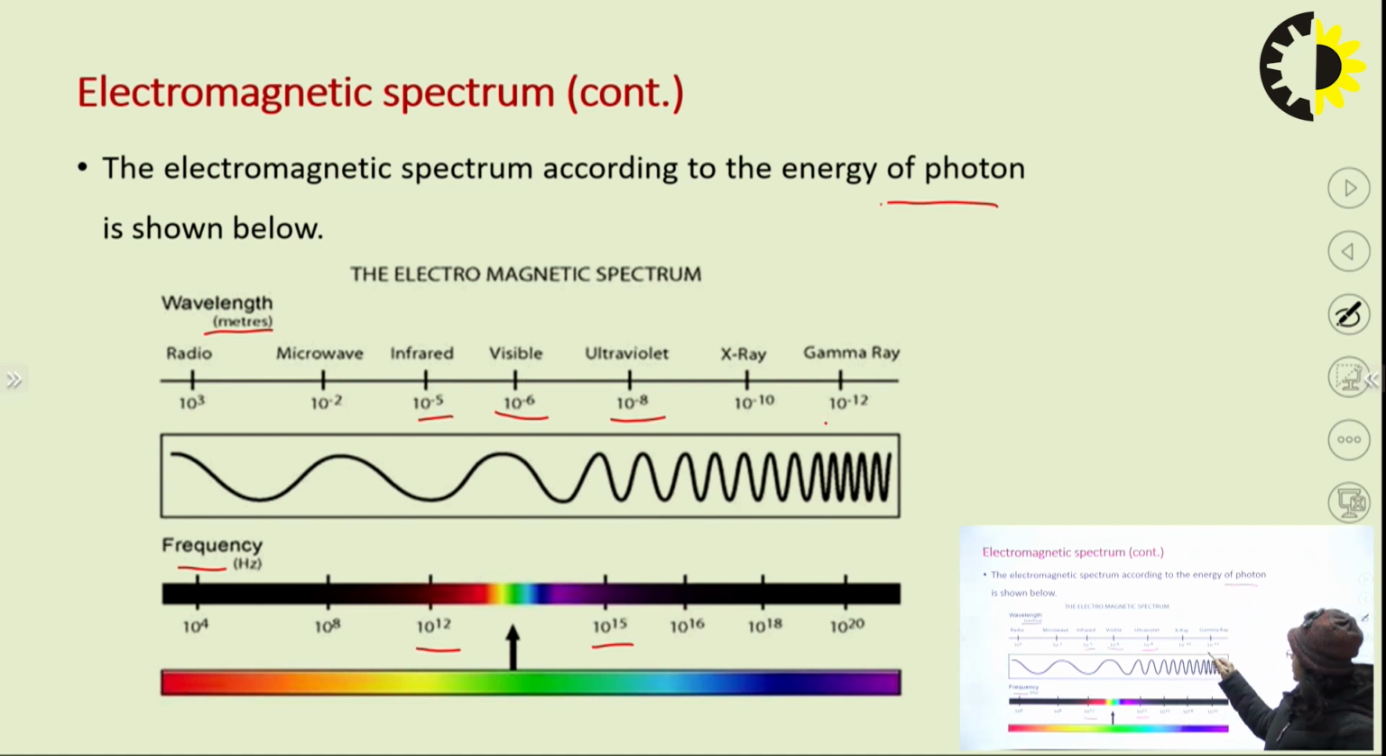Similarly, gamma rays are in the range of 10 to the power minus 12 meters and X-rays in the range of 10 to the power minus 10 meters. Or we can say in frequencies, gamma rays means 10 to the power 20 Hertz and X-ray means 10 to the power 18 Hertz.